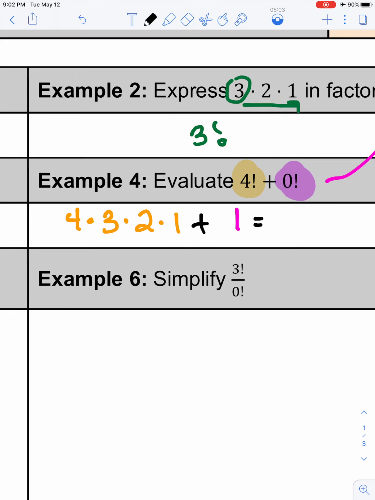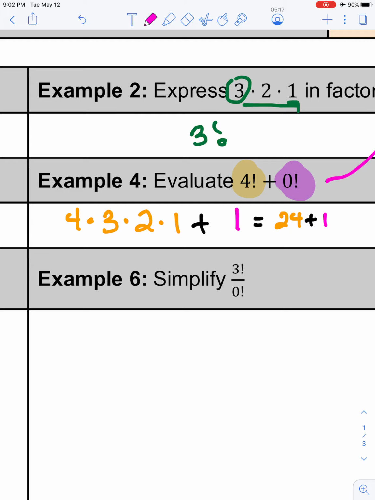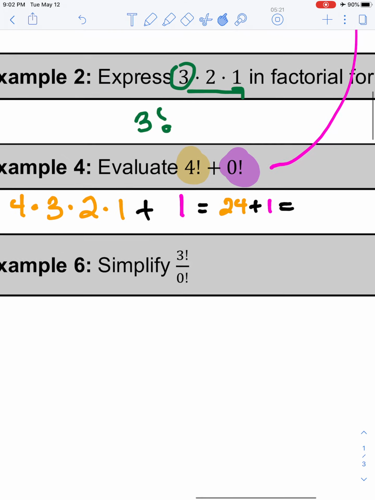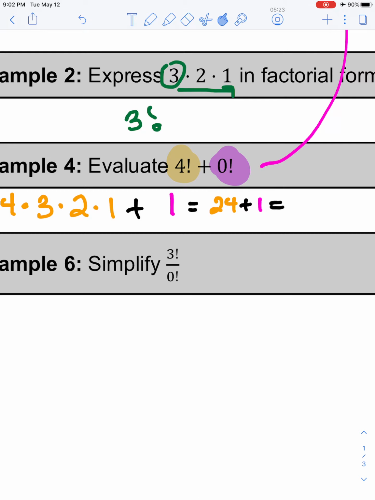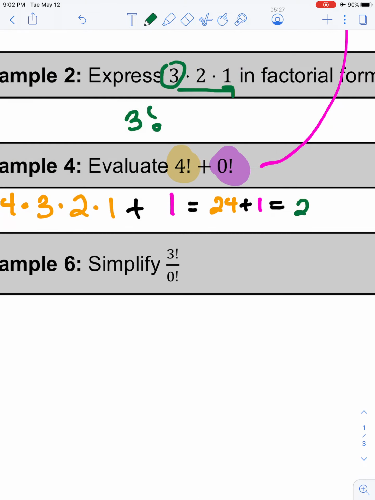We have that product 4 times 3 times 2 times 1 coming from 4 factorial. That will give us 24. And then we will add to that 0 factorial, which is 1. And we find then that 4 factorial plus 0 factorial is just 25. Okay, so a couple operations happening there.